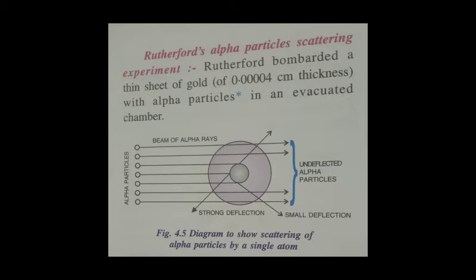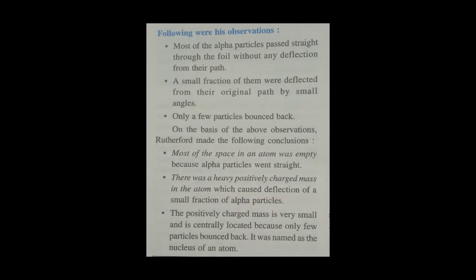Now you can see the diagram over here, beam of alpha rays, gold atom, right? And we will see the observations now and find out what the arrangement of electrons and protons in an atom is. So what were the observations of Rutherford?